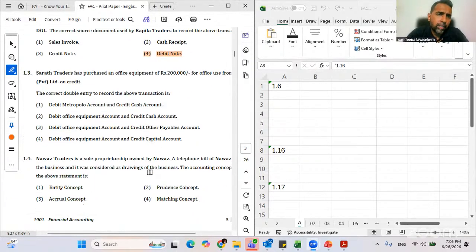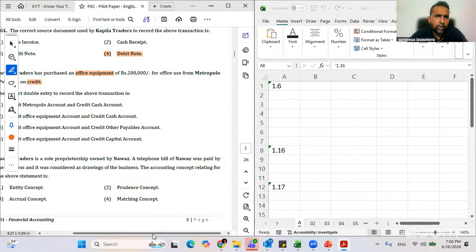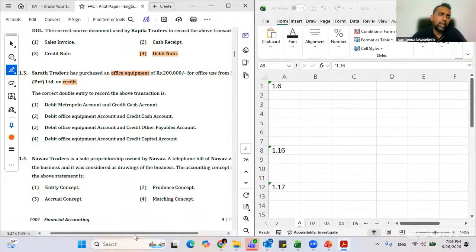Sarat Traders has purchased an office equipment for rupees 200,000 for office use from another company called Metropolo on credit. So basically, you are purchasing an office equipment on credit. They're asking us to put the double entry. So definitely the office equipment will get debited. And where to be credited?